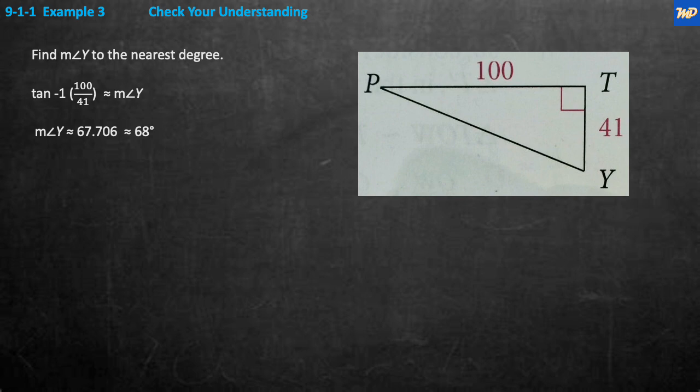So you hit inverse tangent, and then put in 100 divided by 41, because the opposite is 100 right here, divided by 41, which is the adjacent. And 100 divided by 41 will give us approximately the measure of angle y. When we push the button on the calculator, we get 67.706 degrees. This isn't an exact number, it's approximate. So the approximate answer, to the nearest degree, is 68 degrees.